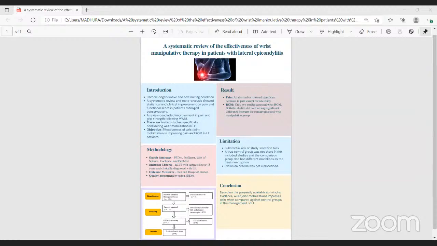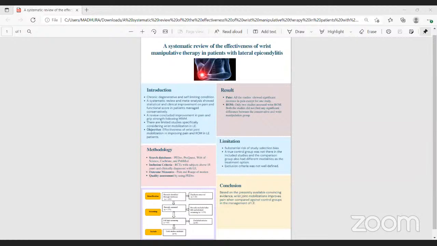According to a recent systematic review and meta-analysis, conservative treatment showed statistical and clinical improvement in pain and functional scores compared to placebo or injections. Hence, it was recommended that conservative treatment should be prioritized before considering any other intervention.